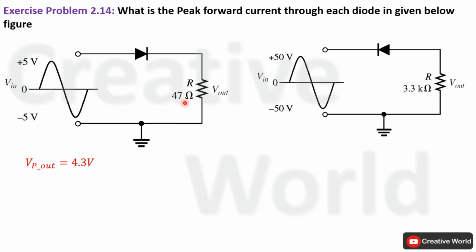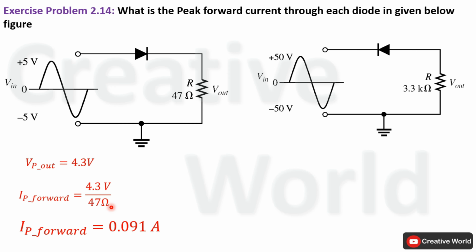So the current through this resistance will be equal to the voltage across it divided by the resistance. So the peak forward current through this resistance will be equal to the peak output voltage across this resistance divided by the value of resistance. 4.3 volt divided by 47 ohm, it will become 0.091 ampere. So the peak forward current through this diode will be equal to 0.091 ampere.